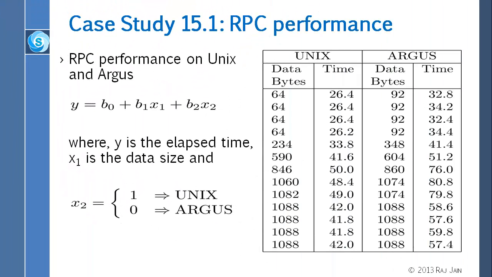All right, so let's now do Unix versus Argus as a categorical variable. You have done this, I think, as a homework. So now the problem here is very simple. There are 2 operating systems, Unix and Argus, and they are trying to send some data bytes and measuring the time. And so this is the size of the packet, and this is the time.